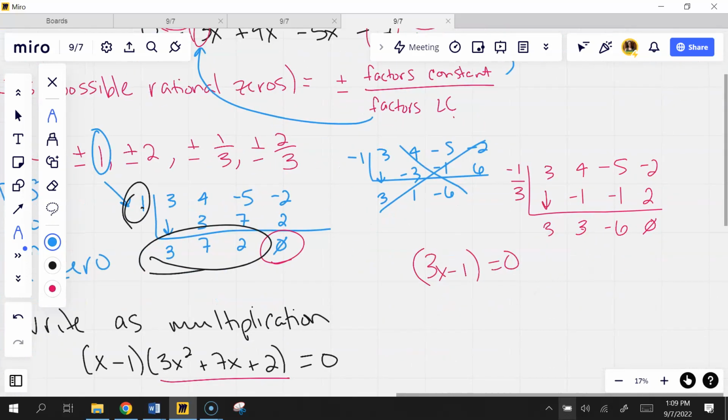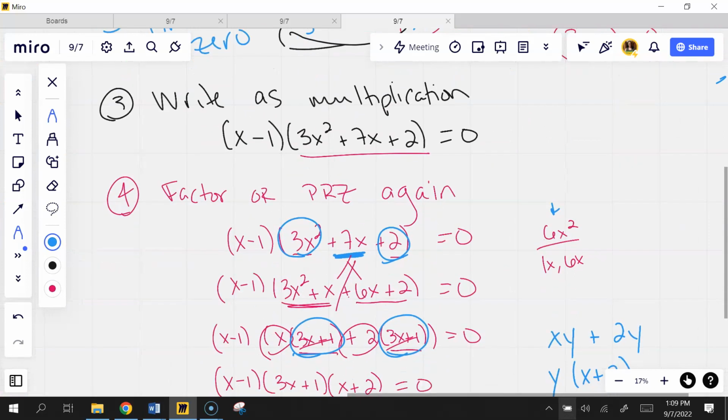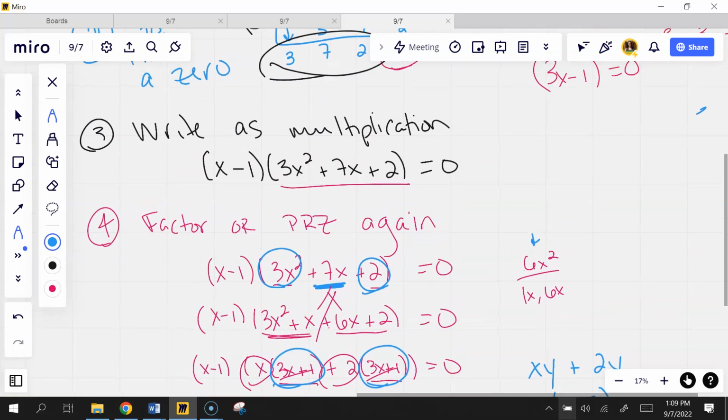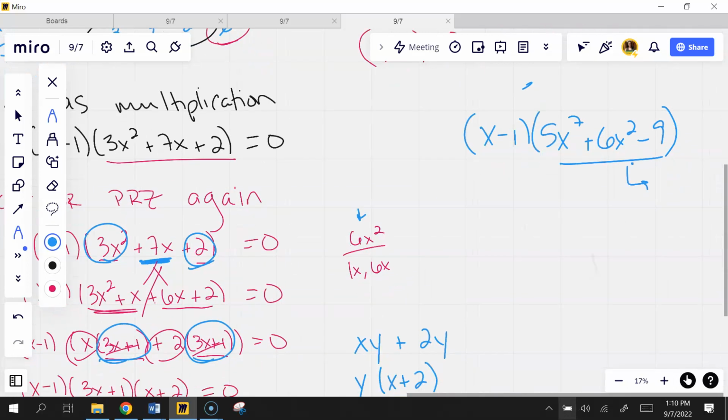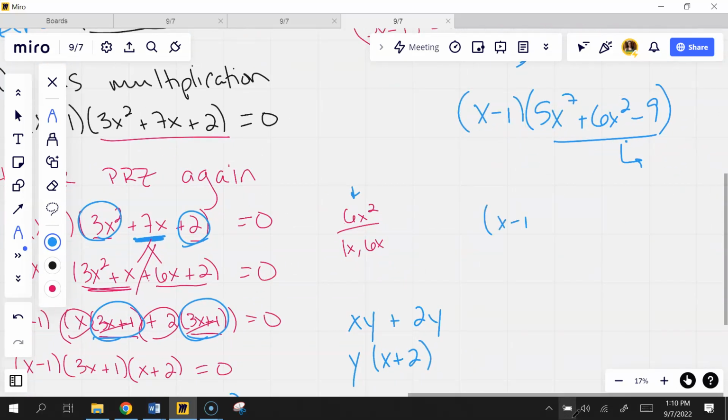Those are the zeros. But now understand, depending on what my polynomial is, when I get to step 3, I could end up with something like x minus 1 times 5x to the 7th plus 6x squared minus 9, and that doesn't factor, right? So I'd be back in PRZ territory again, and I'd have to PRZ just this one, find the factors, and break it down. The x minus 1 is still there, but then I'd have this one broken down in a linear plus something else. Well, that's not quadratic. What's a quadratic? A degree of 2. So it works with every quadratic.